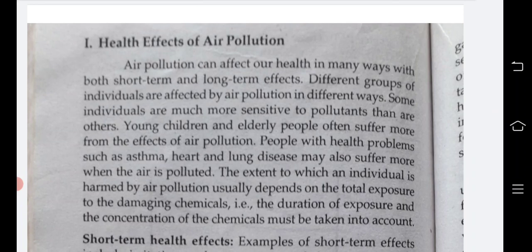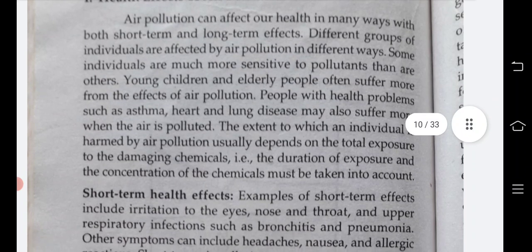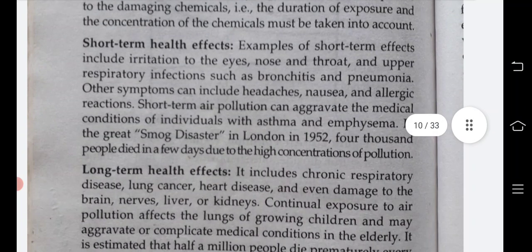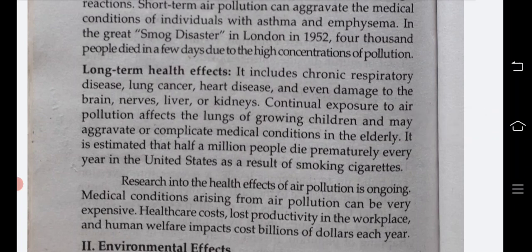You get a lot of allergies, asthma, bronchitis, your liver and kidney functioning starts becoming weak, your lungs, respiratory disorders creep in. The extent to which an individual is harmed by air pollution usually depends on the total exposure to the damaging chemicals. First of all, short-term health effects: irritation to eyes, nose and throat, and upper respiratory infections such as bronchitis and pneumonia. Other symptoms can include headaches, nausea and allergy. The smog disaster was one of the biggest disasters that happened because of air pollution. Now, long-term effects include chronic respiratory diseases, lung cancer, heart disease, and even damage to brain, nerves, liver and kidneys.